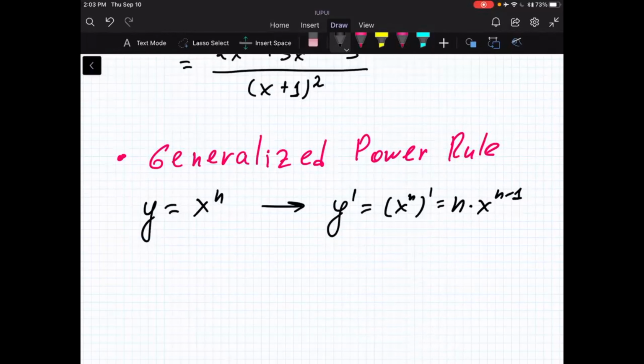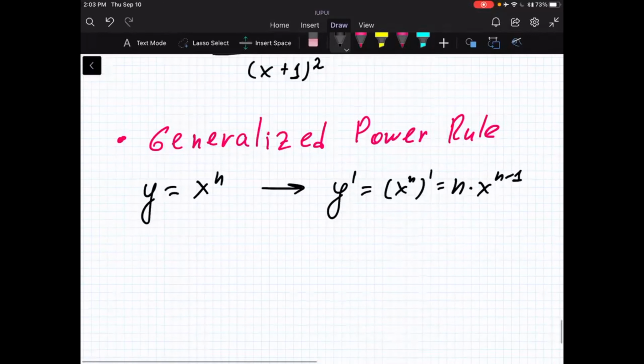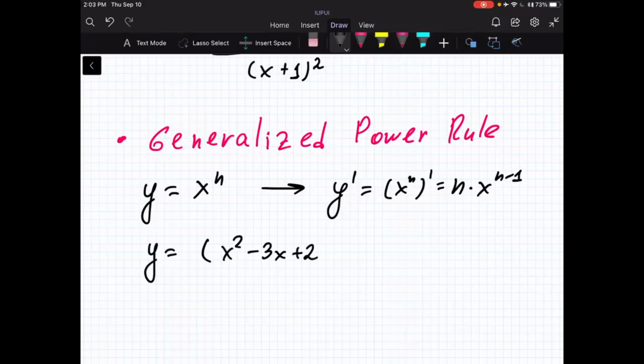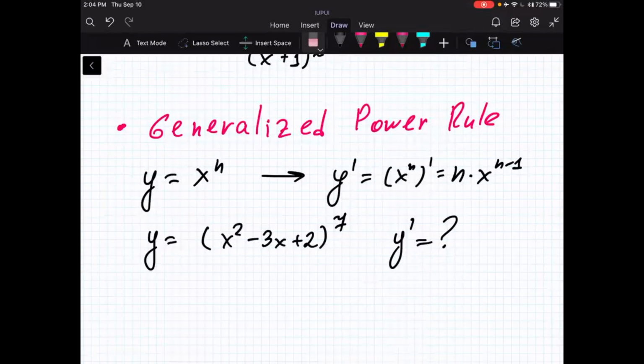But what happens if we have something like y equals, say, x squared minus 3x plus 2 to the power 7, and we want to differentiate this function? So we see that it is some function to the power 7. So it's not exactly x to the power 7, but some function to the power 7. And for such a problem, we can develop the following formula.